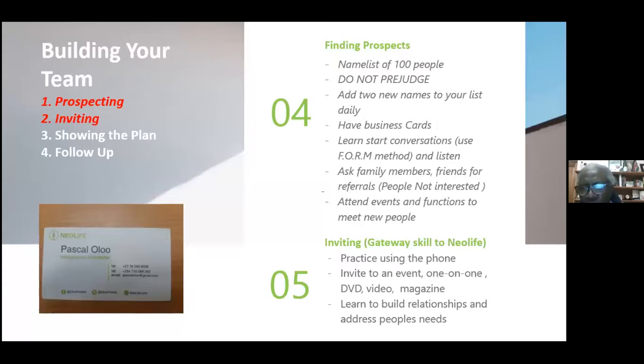But before you do that, I would recommend that when you're starting this business, you need to have at least 100 names. And when you have 100 names, there are 3 rules that you need to have in mind. Number 1, do not prejudge. Number 2, you need to call people on that list. Number 3, you need to strike them off the list, depending on whether they say yes or no. So the first thing, do not prejudge.